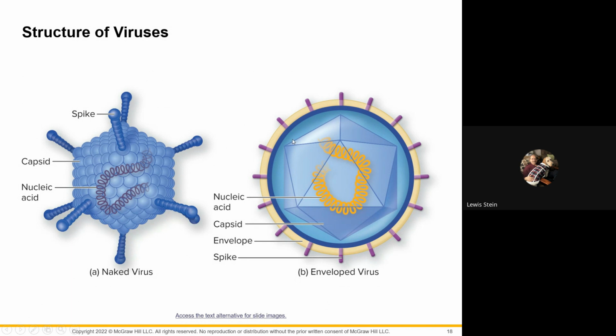Here's very similar. They're trying to draw the same thing here. Here, the spikes are on the envelope. Why is it easier to get rid of these? Envelopes are made out of membranes. What can get rid of them? We've got one right over there. Okay. Hand sanitizer. Alcohol reliably destroys what are called enveloped viruses. Easily.